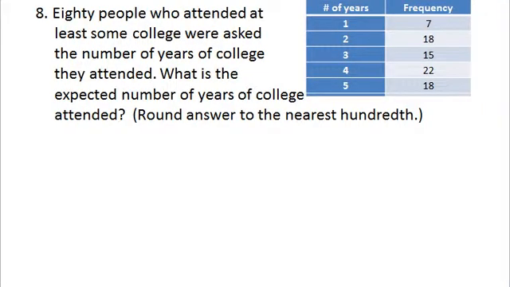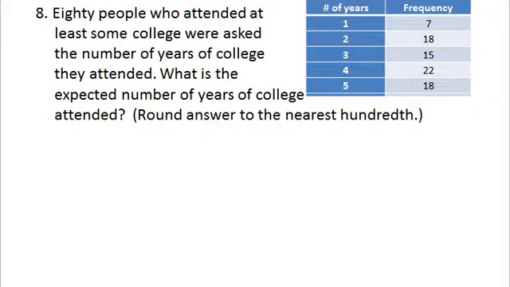80 people who attended at least some college were asked the number of years of college they attended. What is the expected number of years of college attended, and round the answer to the nearest 100th. They've given us the number of years and the frequency, but we need to find out the probability, not just the frequency.